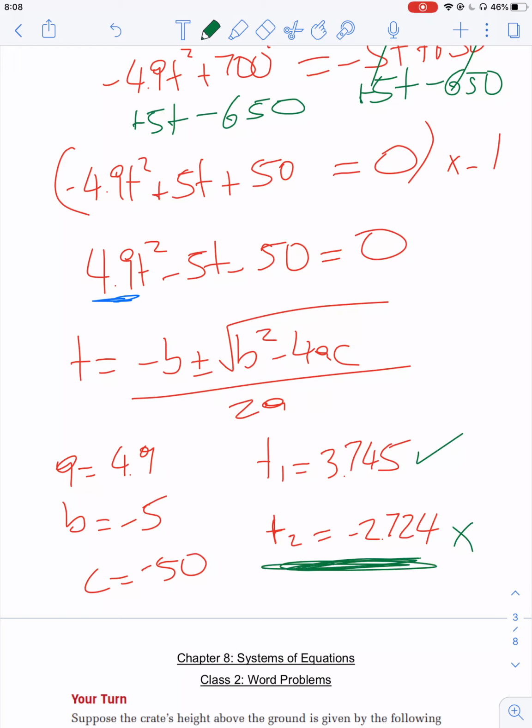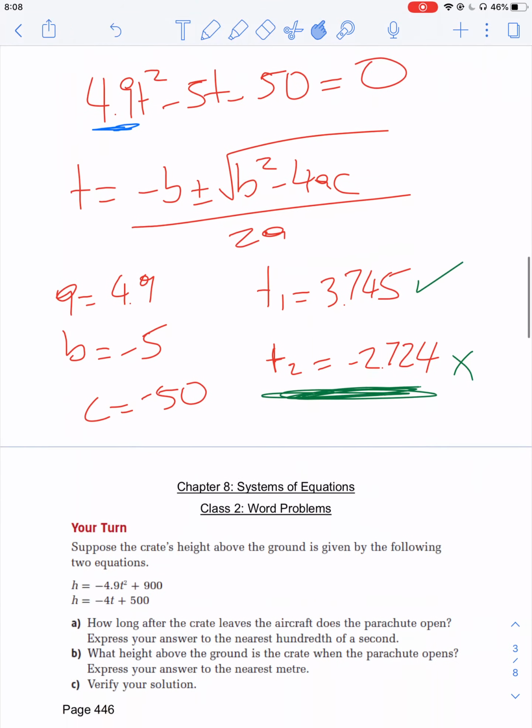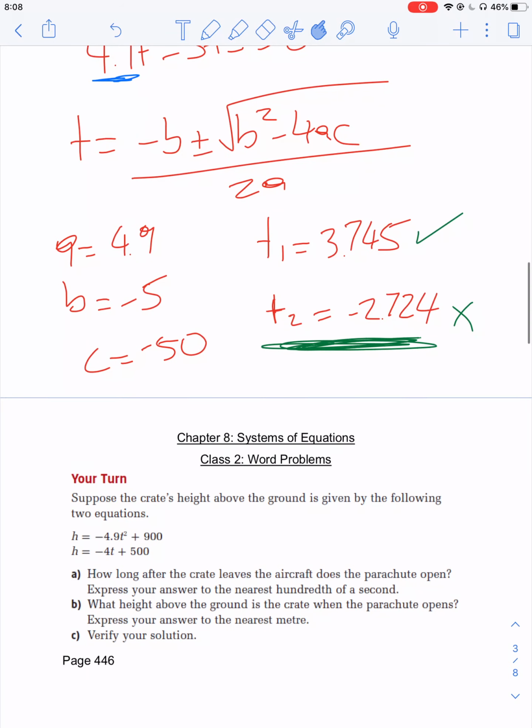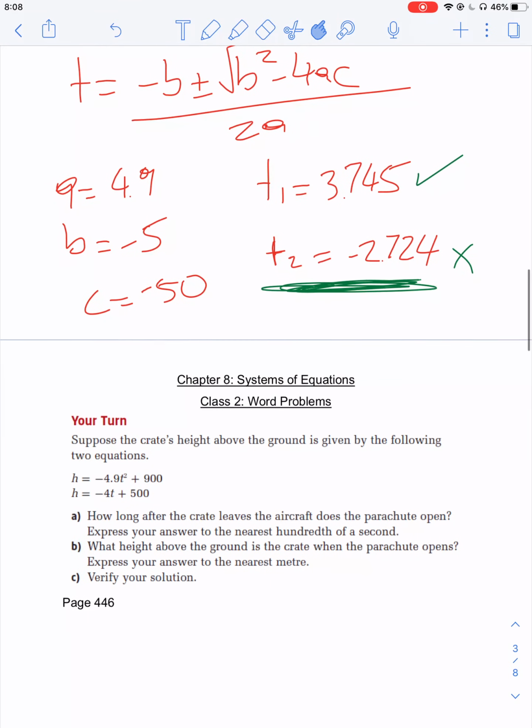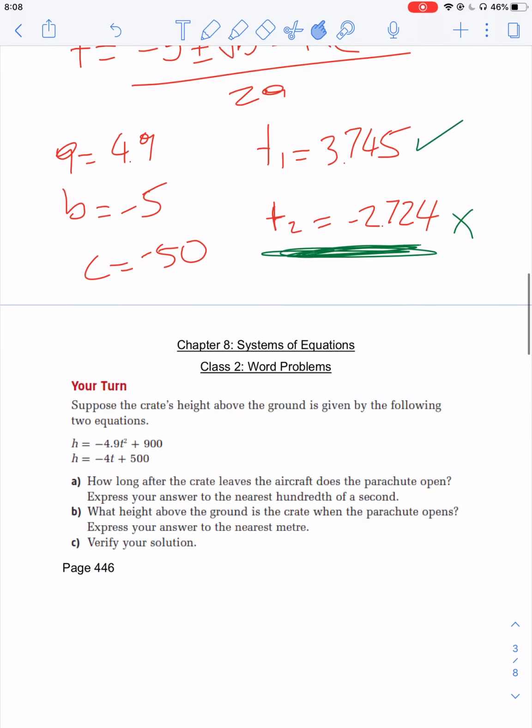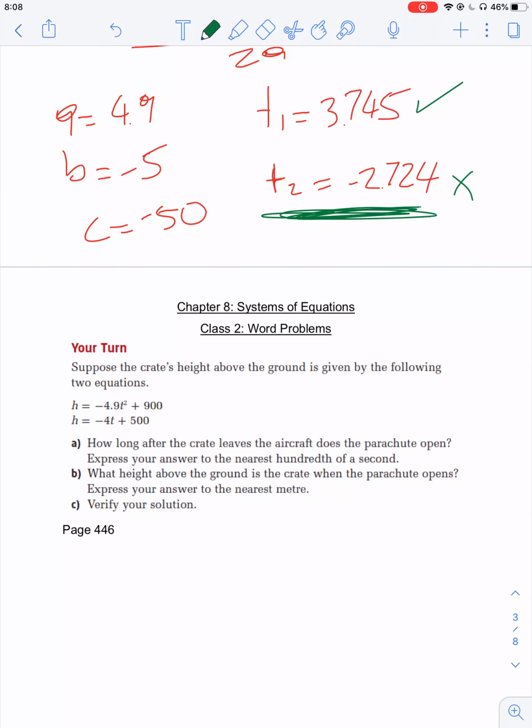With word problems, there's an additional layer of complexity because it forces you to drop one of the solutions. When it comes to quadratics, there will be two solutions, but you'll have to reject one of them because the context will force you to do that. Now you could try the your turn question. It's exactly the same thing. It's given to you on page 446.